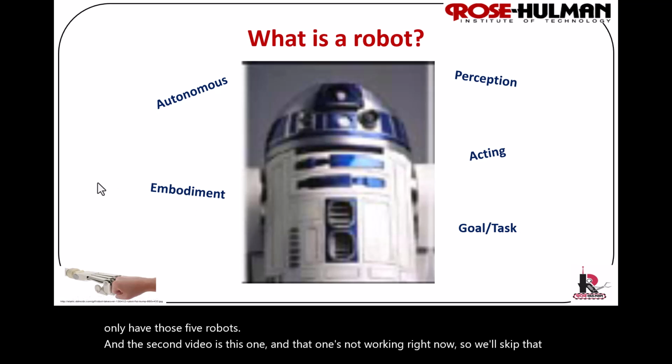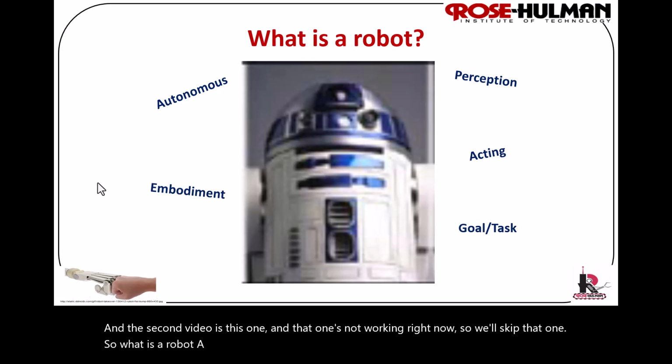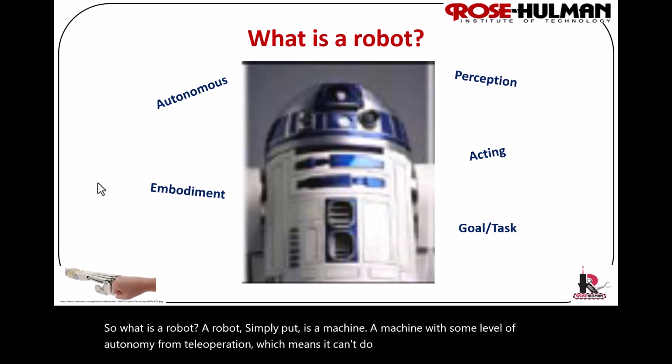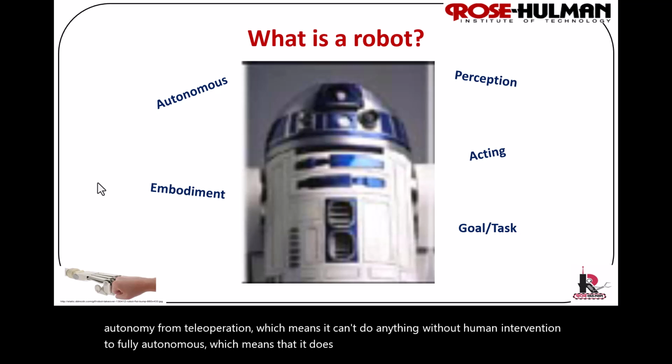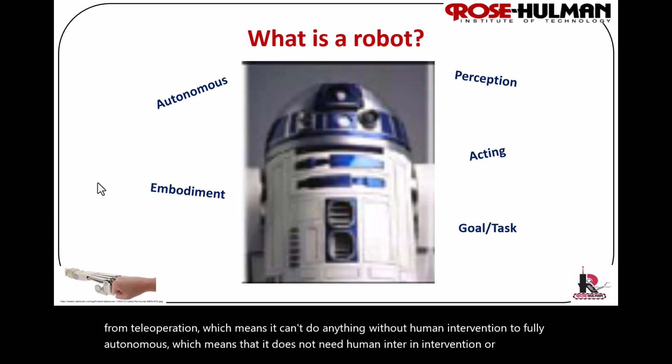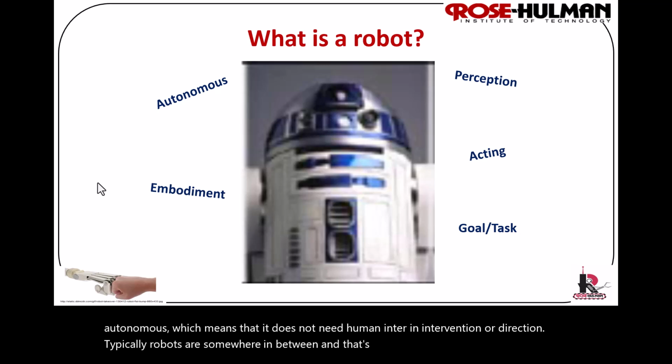So what is a robot? A robot, simply put, is a machine with some level of autonomy, from teleoperation, which means it can't do anything without human intervention, to fully autonomous, which means that it does not need human intervention or direction. Typically, robots are somewhere in between, and that's called semi-autonomous.